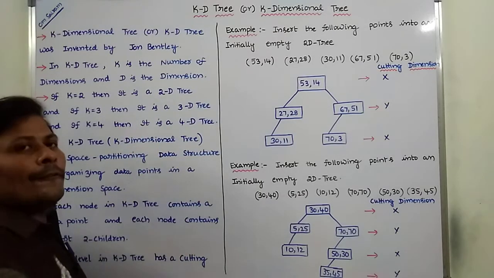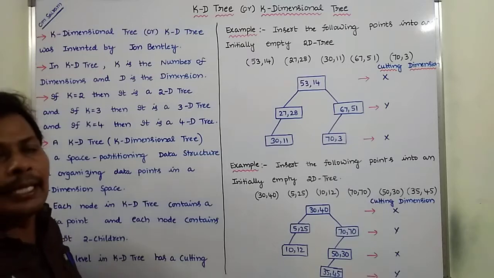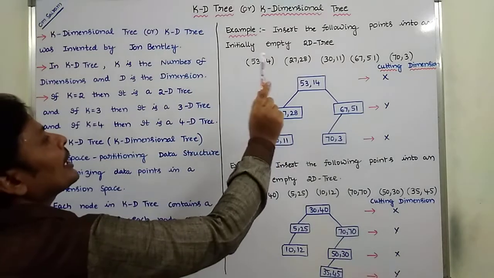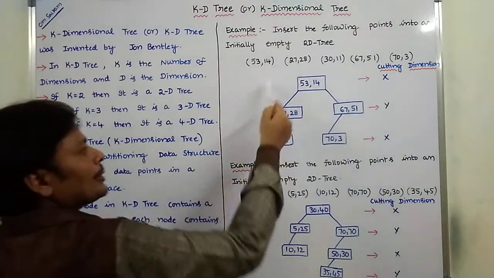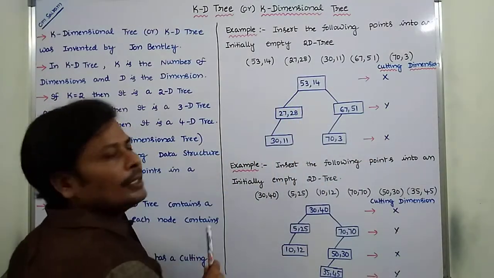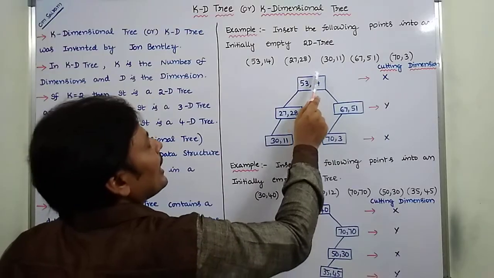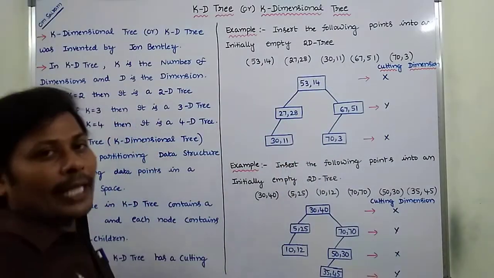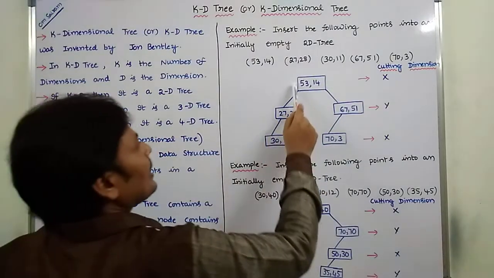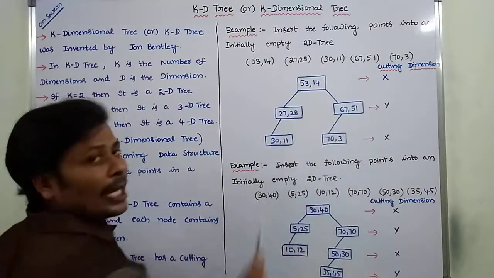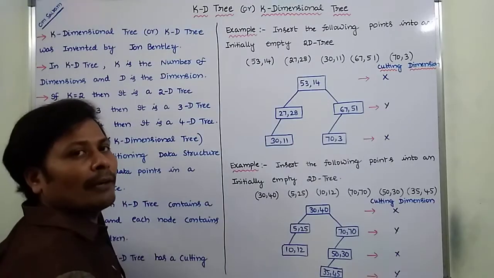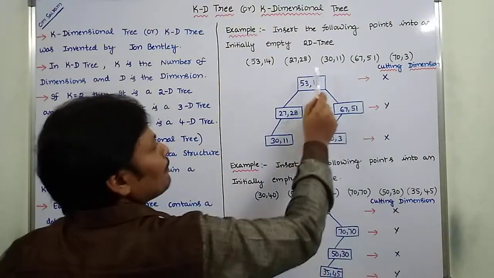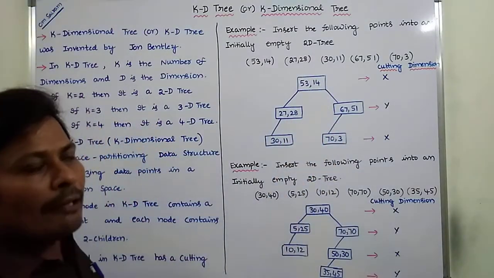In the case of a 2-dimensional tree, each and every node can contain only 2 dimensions. So this is a 2D tree. In that, each and every node contains 2 dimensions: this is the X dimension, this is the Y dimension. The X coordinate refers to the X dimensional value, and the Y coordinate represents the Y dimensional value.